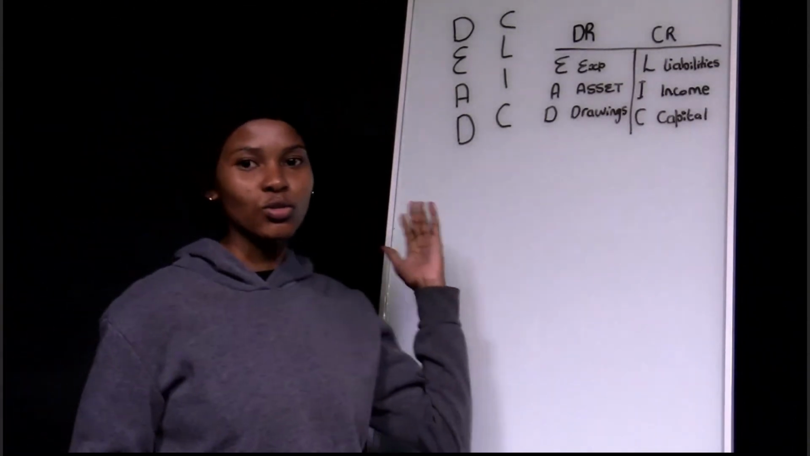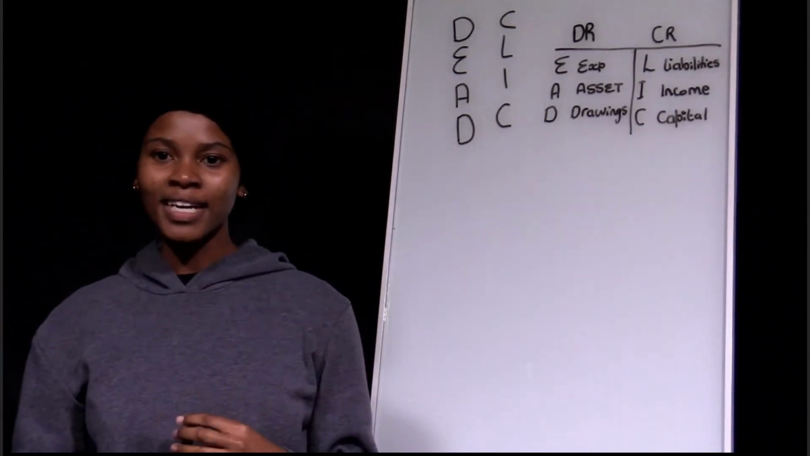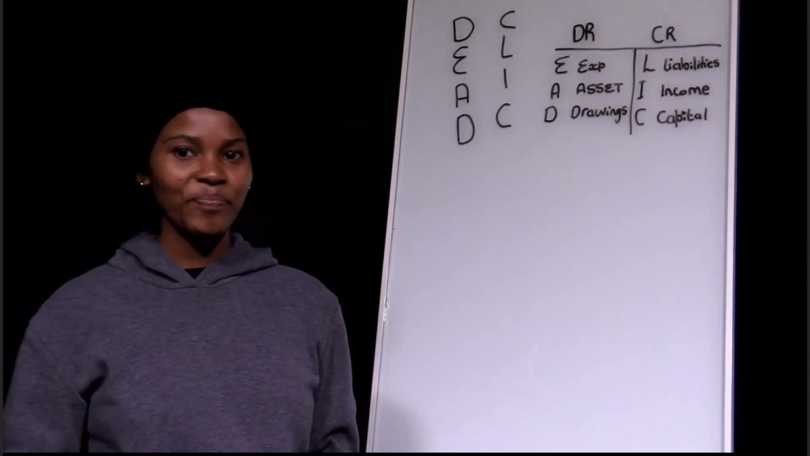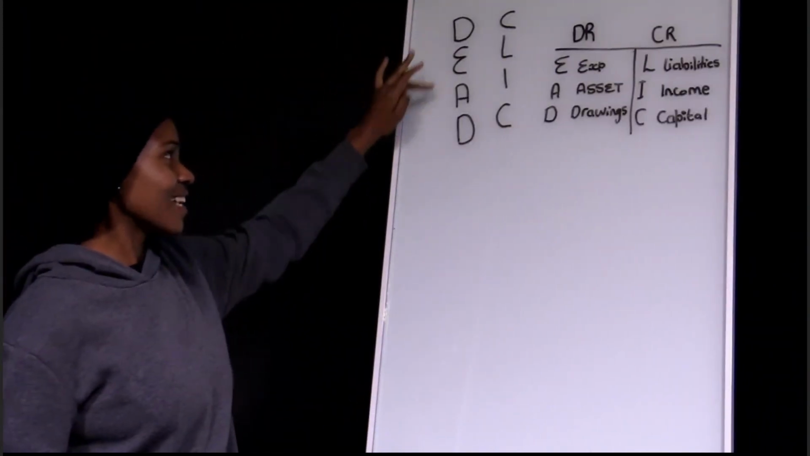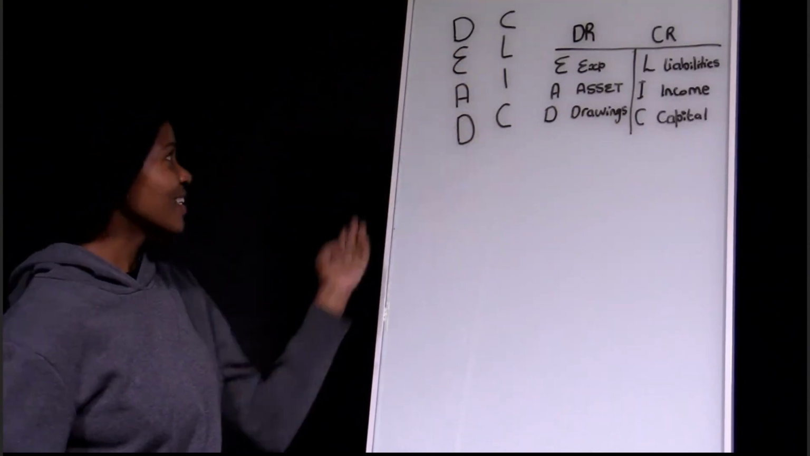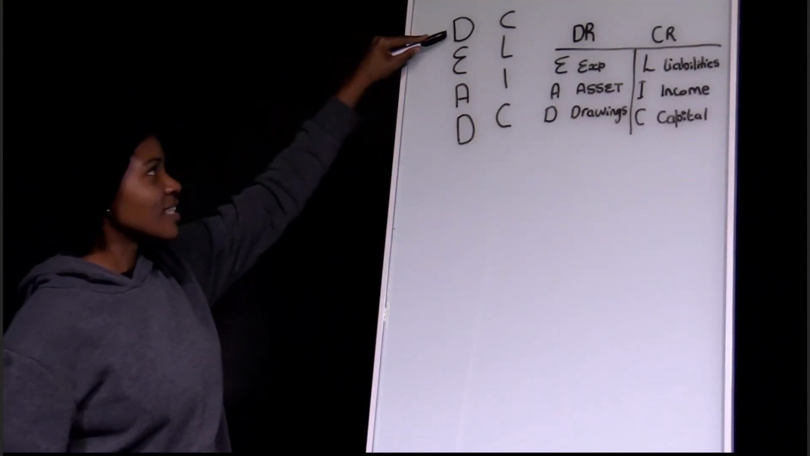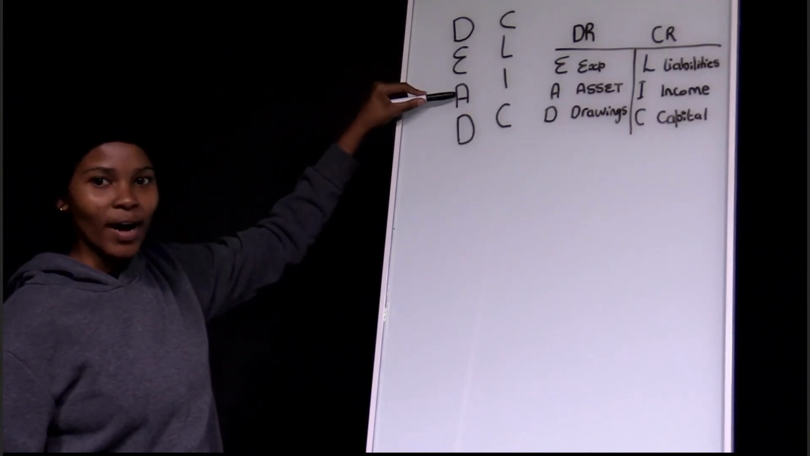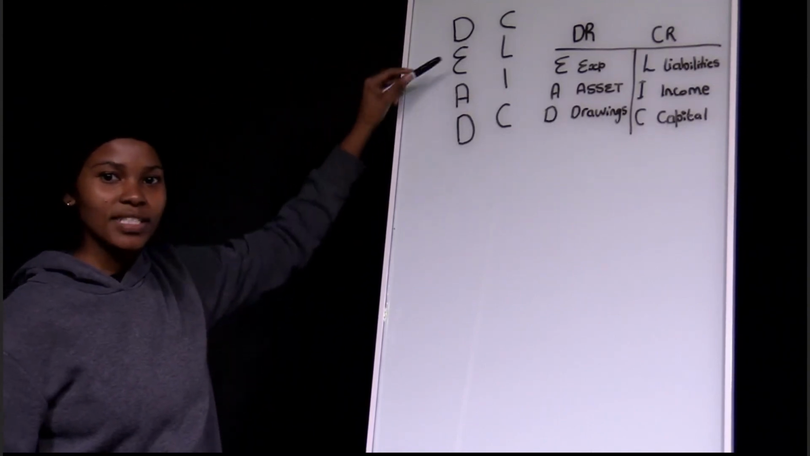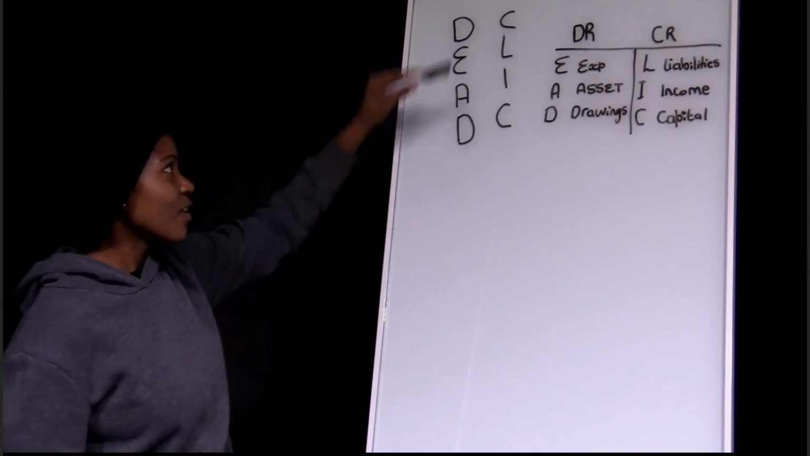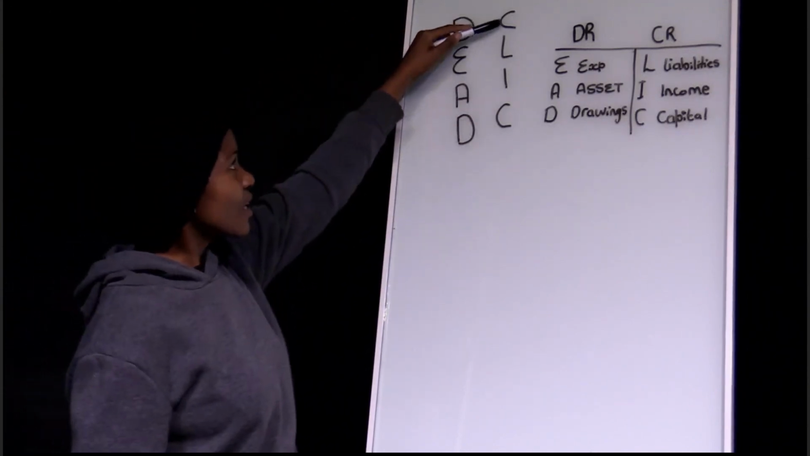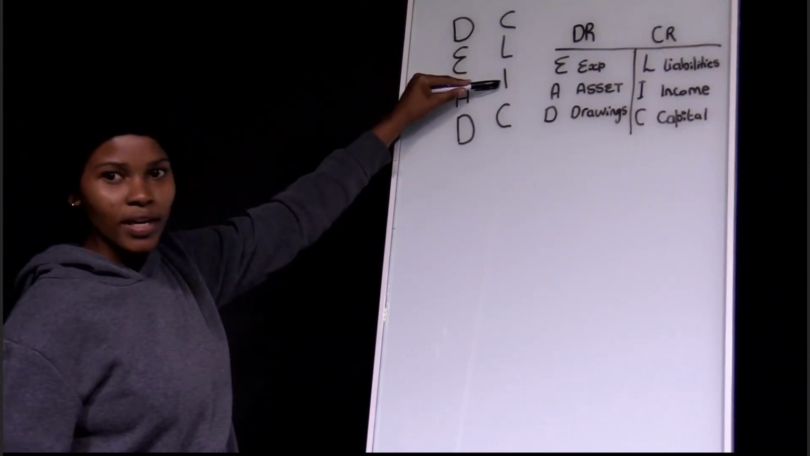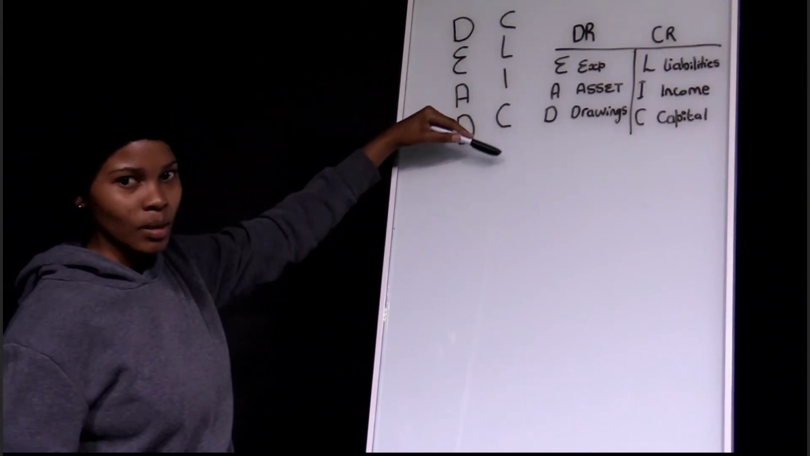This method was taught to me by my teacher, Miss Kanyile, and I'm very happy to share it with you guys. The abbreviations are DEAD and CLIC. D for debit side, E for expenses, A for assets, and D for drawings, DEAD. And then you also have CLIC, C for credit side, L for liabilities, I for income, and C for capital.